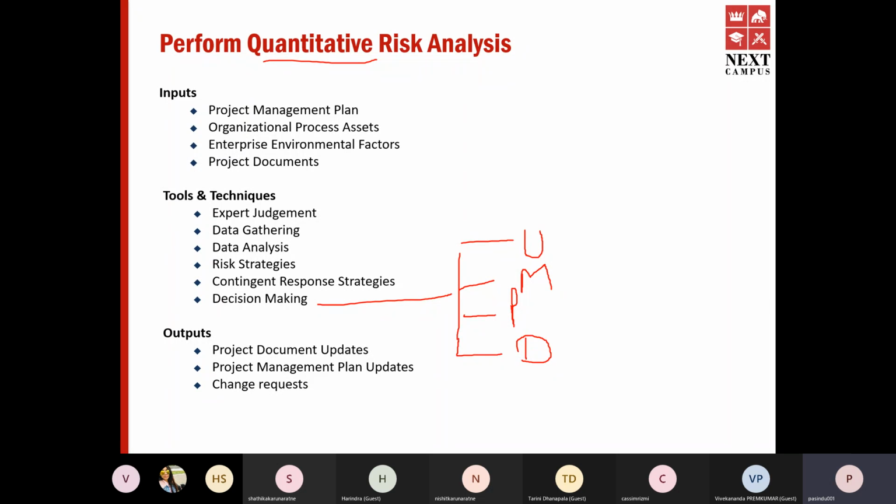After 1 year, you might realize the critical 2 resources are going to resign, right? So what are you going to do? You have to develop a response strategy then. So planning response strategies happens throughout the project. It's not limited to the beginning of the project. Did I answer your question?